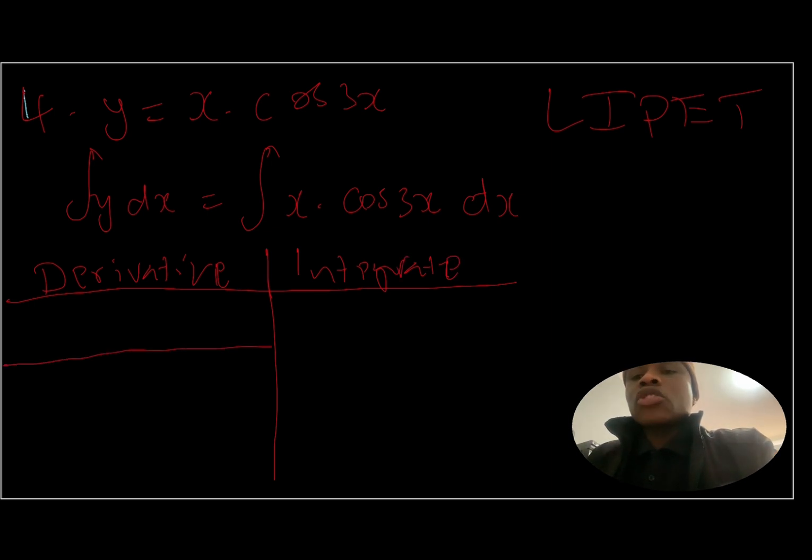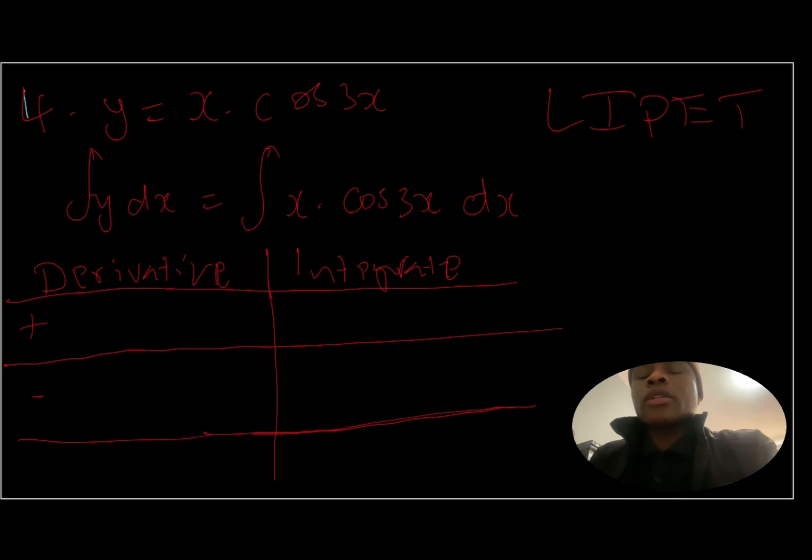Remember, I said each row should have its sign. This one will be positive, this one will be negative, this one will be positive. We're going to determine which one we have to derive and which one we have to integrate.